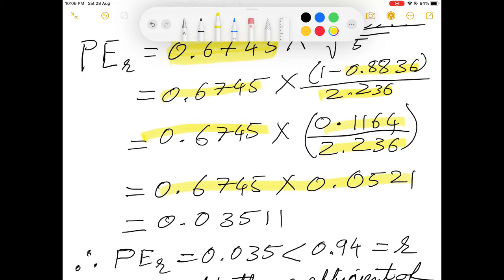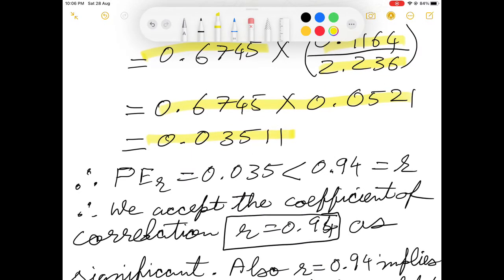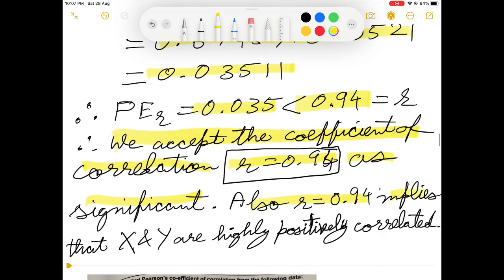So whenever we have a probable error, the way we use it is we have to compare it to the coefficient of correlation value. In this problem, the probable error of 0.035 is less than the coefficient of correlation of 0.94. So as long as it is less than, we accept the coefficient of correlation as significant. If the probable error is greater than r, we will reject the coefficient of correlation as significant. So that is just a statistical tool to judge whether this correlation should be used for further analysis or not. Now interpreting the coefficient of correlation, 0.94 implies that x and y are highly positively correlated.